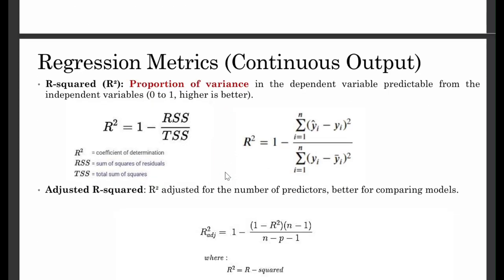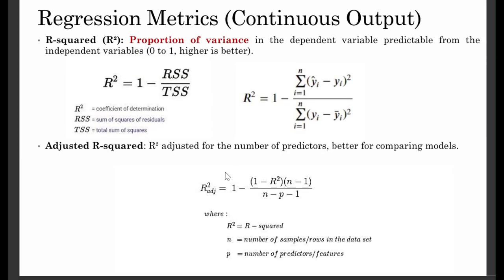Now coming to R squared. The proportion of variance in the target variable that is explained by the model, ranging from 0 to 1. R squared equal to 1 means the model explains all the variance, perfect fit. R squared equal to 0 means the model explains nothing, no better than just predicting the mean. Higher R squared is better.